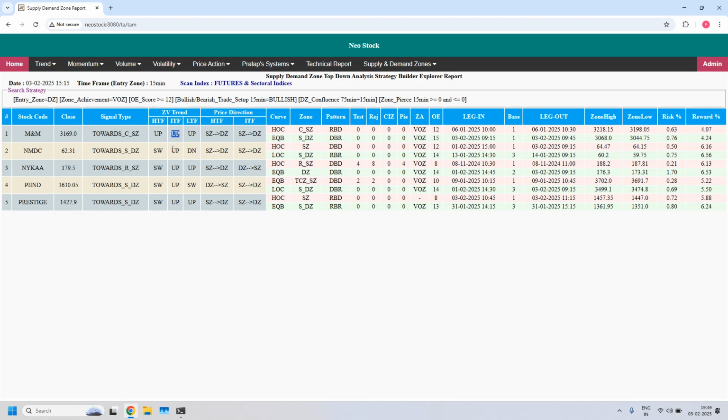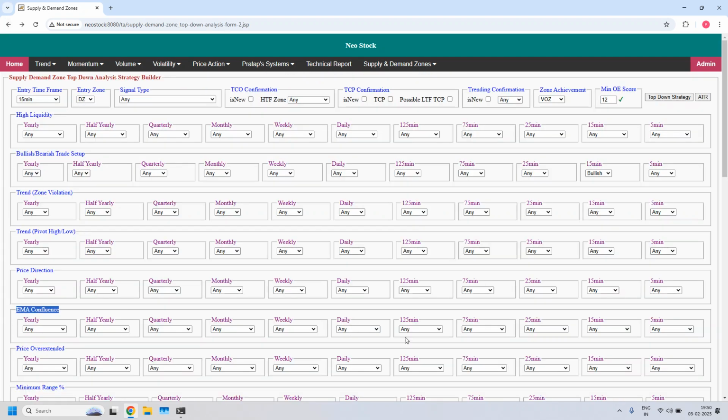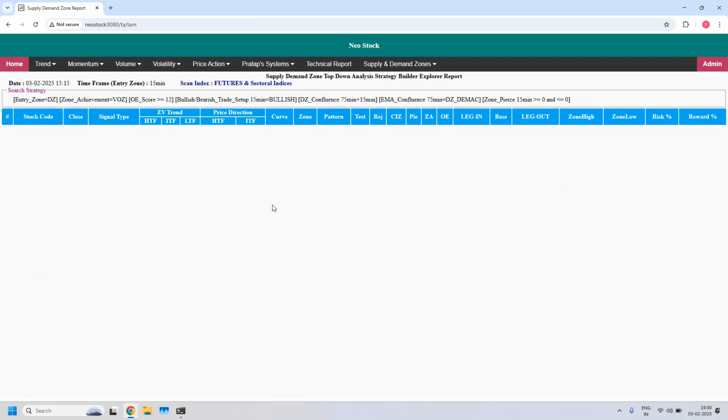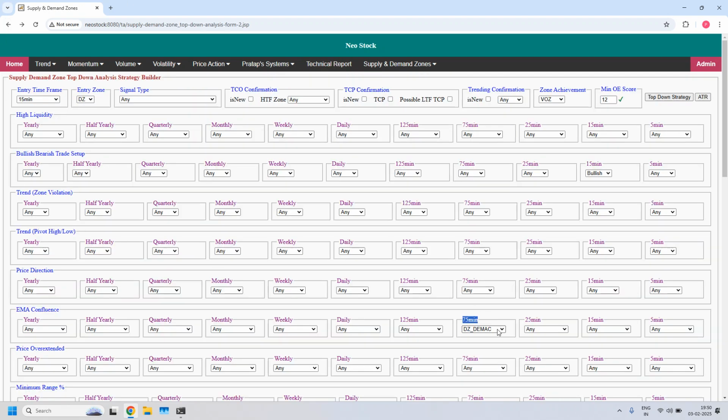And 75 minutes trend is up in all these stocks. So that's why if any of the 75 minutes demand zones are having daily EMA confluence, they are even more high probability trade setup supported stocks. Let's verify. In the EMA confluence, 75 minutes time frame, 75 minutes demand zone having daily EMA confluence. With this filter, we don't have any stocks. Currently no ITF EMA confluence. ITF zones with daily EMA not available. Okay, fine.